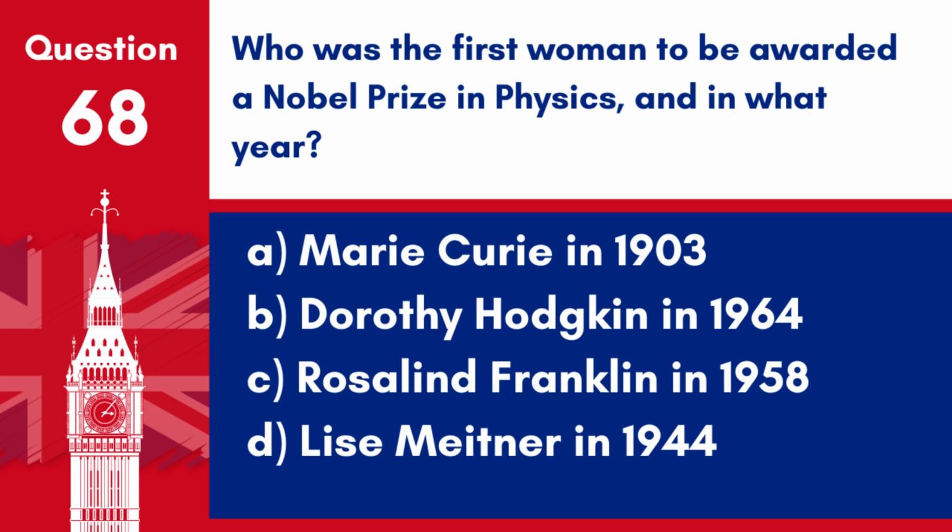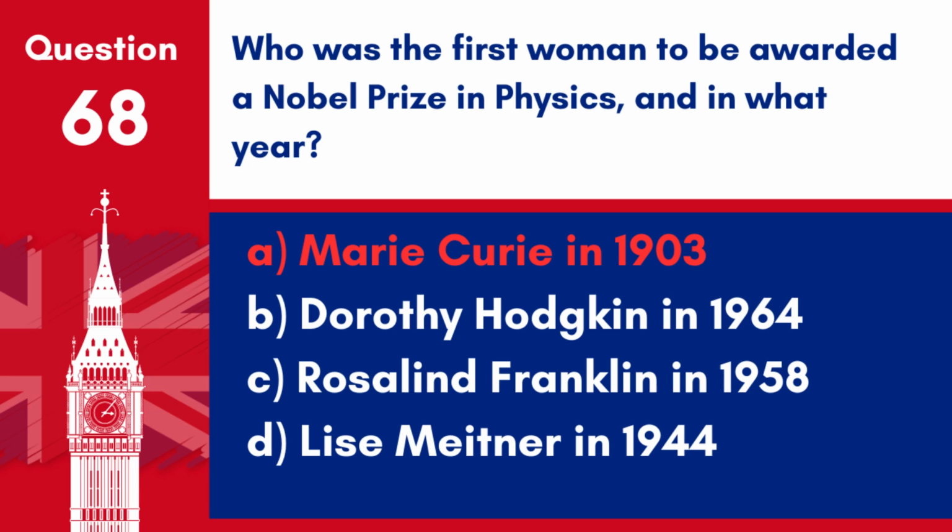Question 68. Who was the first woman to be awarded a Nobel Prize in Physics, and in what year? A. Marie Curie in 1903. B. Dorothy Hodgkin in 1964. C. Rosalind Franklin in 1958. D. Lise Meitner in 1944.